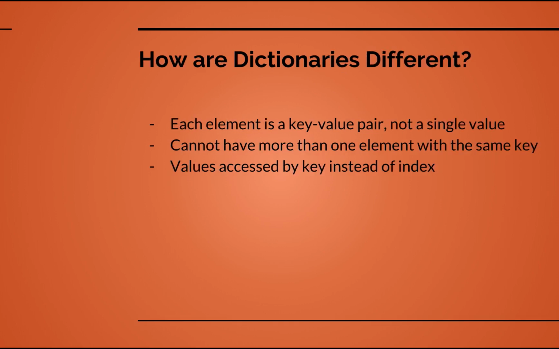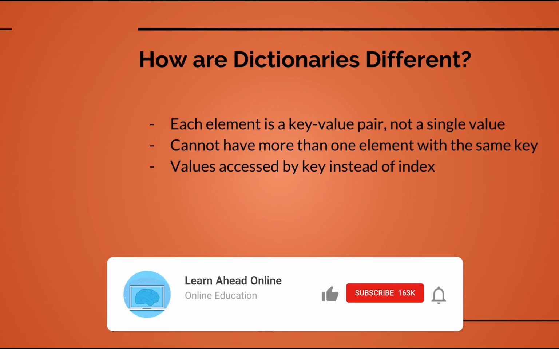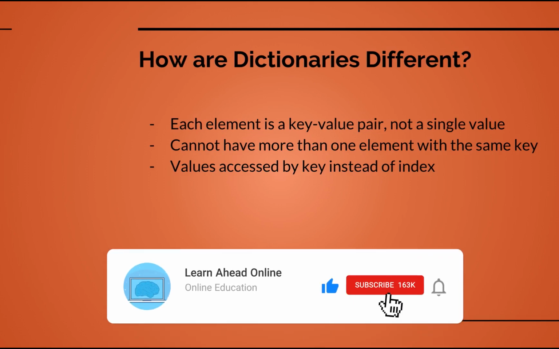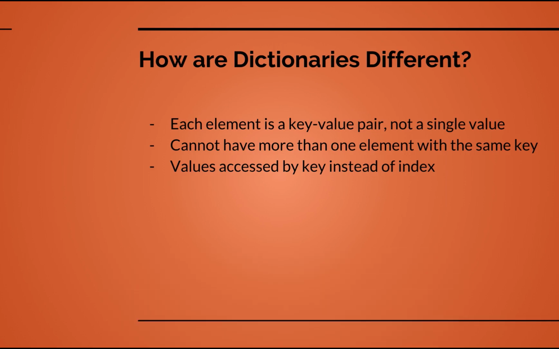So how are dictionaries different from lists? Well, we explained a couple of those differences, the first being the fact that, again, each of the elements is a key value pair rather than a single value. If you think about a list as being a bunch of elements placed at specific indices, you can kind of think about the key of each of those elements being its index. So you place a specific value at a specific index. With a dictionary, you're placing a specific value at a specific key.